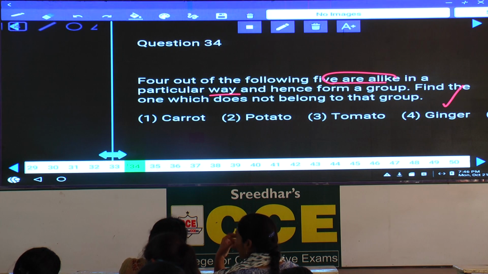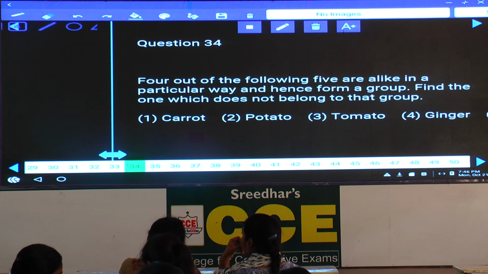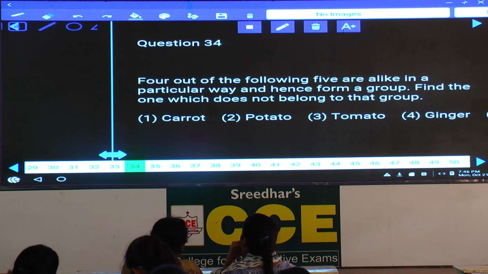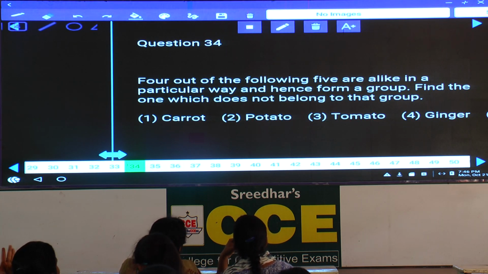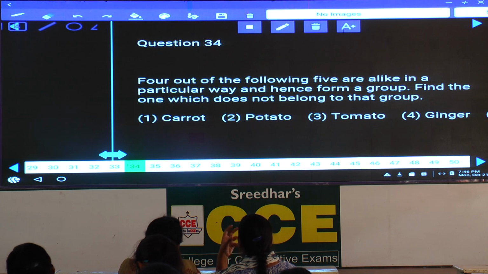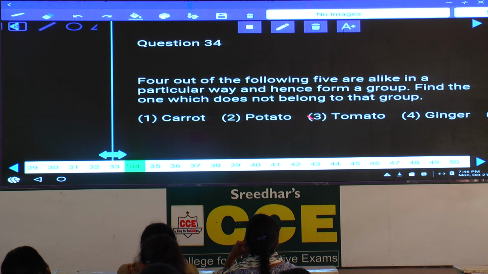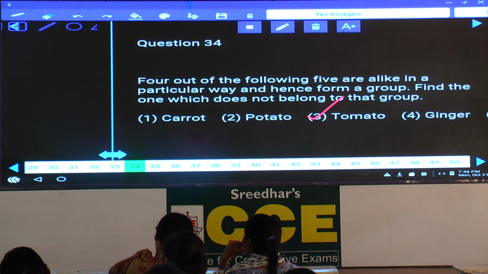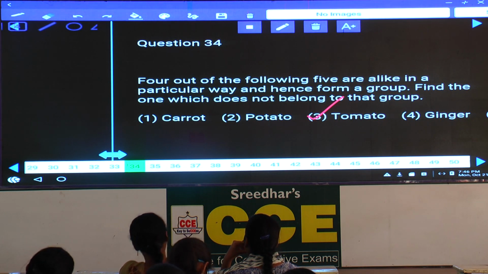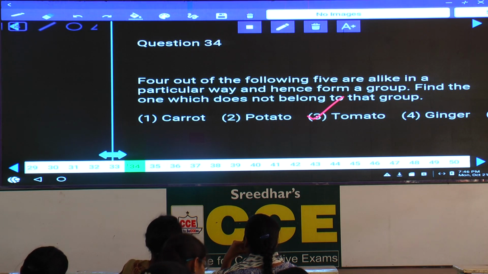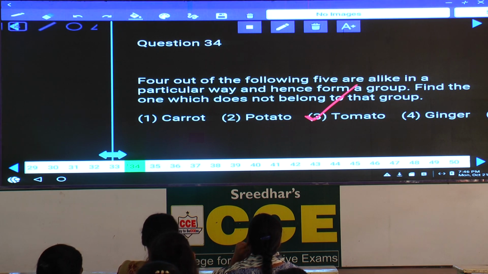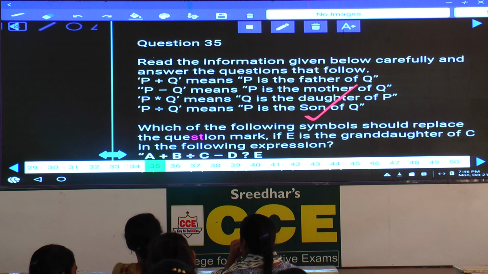Then question number 34. Which of the following is the odd man out? Now in this odd man out, tell me what is your answer here? Carrot, potato, tomato, ginger and beetroot. Except tomato, the remaining 4 are root vegetables which grow under the soil, whereas this grows above the soil. Choice 3.